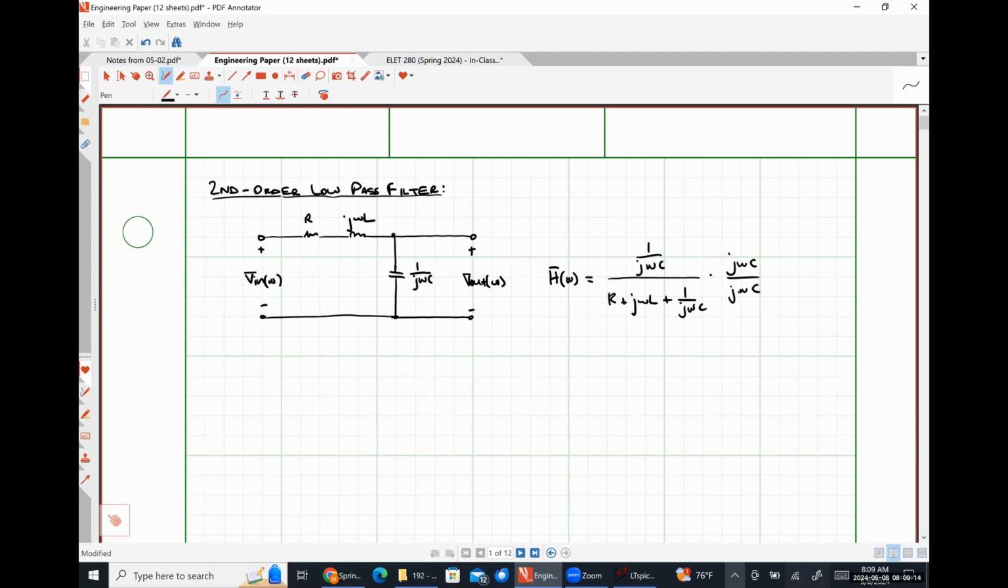And when I do that, obviously I'm just going to have a 1 in my numerator. And then let's talk about what's going to happen in our denominator. It should be fairly obvious that j omega C multiplied by R is going to be where the imaginary part of my denominator comes from. So I'm going to have j omega RC over here, and that is a positive term.